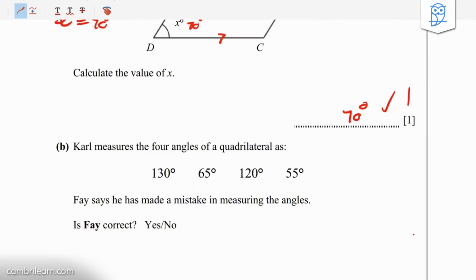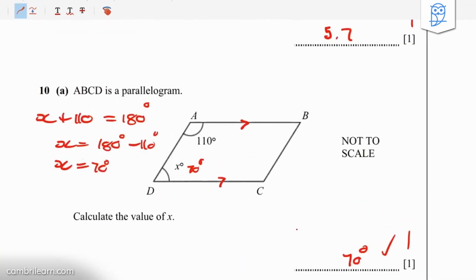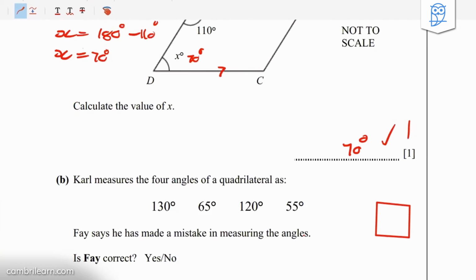Let's move on. Carl measures the 4 angles of a quadrilateral. Faye says he made a mistake in measuring the angles. Is Faye correct? If we think of a quadrilateral, remember a quadrilateral is just a shape with 4 vertices, so like this, any quadrilateral. And the sum of these angles has to be equal to 360. That's one of the facts of a quadrilateral that we need to know.